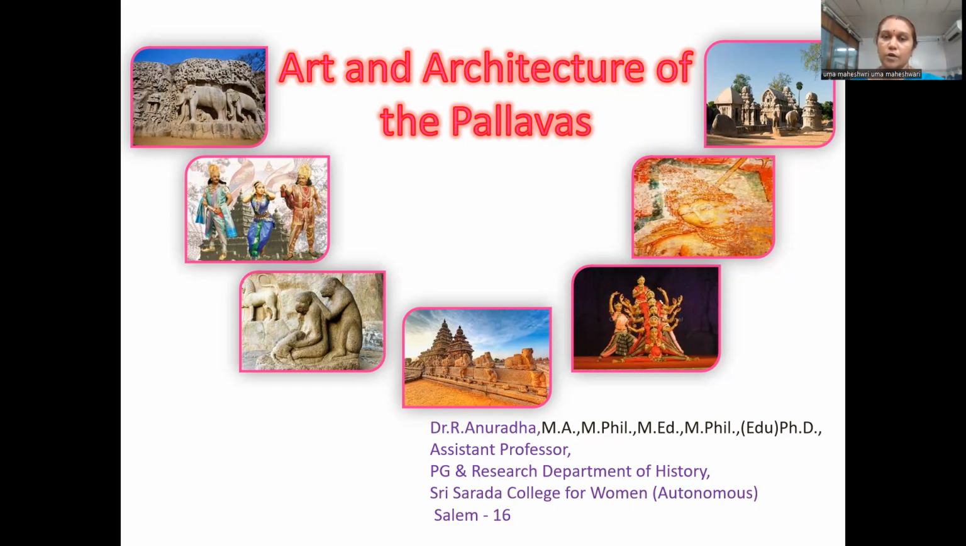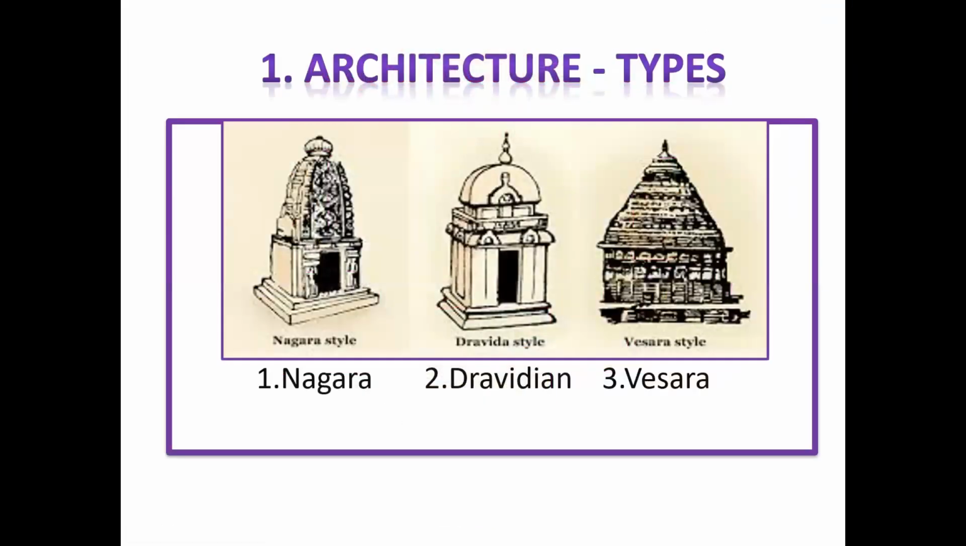In this video, I am going to teach about the art and architecture of the Pallavas. There are three major styles of temple architecture: Nagara, Dravida, and Vesara. The Nagara style is associated with the land between the Himalayas and Vindhyas. The Dravida style is associated with the land between the Krishna and Kaveri rivers. The Vesara style is sometimes associated with the area between the Vindhyas and the Krishna river.